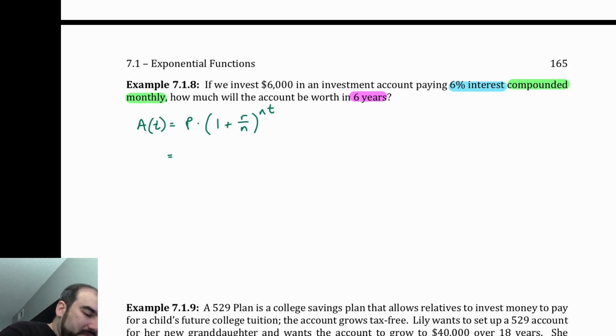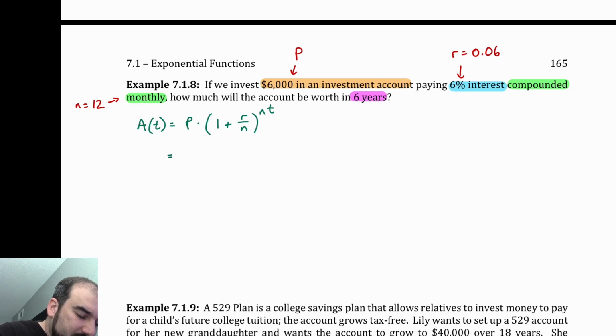So P is the principal amount. So let's identify some of the stuff from the question. This first thing here, $6,000. If we invest $6,000, that is our principal amount. This 6% tells me that the rate R is going to be 0.06. Make sure you convert that to decimals before you do anything with it. Compounded monthly. I know monthly means every month, so how many times a year would that be? That would be N equals 12.